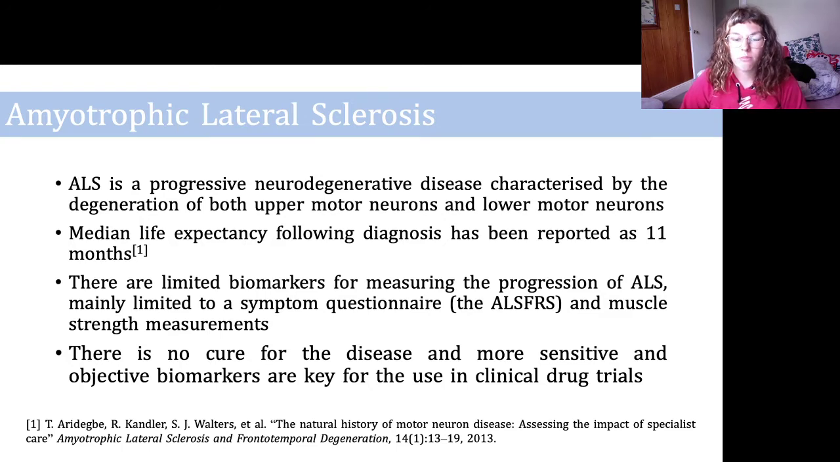So at the moment we are primarily limited to a symptom questionnaire, which is the ALS functional rating scale, and then also muscle strength measurements, but both of these are highly subjective and lack sensitivity. There's currently no cure for ALS, so the development of a more objective and sensitive biomarker of the disease is crucial for use in clinical trials, and these are highly important in order to progress the effectiveness of patient care, to prolong survival, and in developing potential curative treatments for the disease.